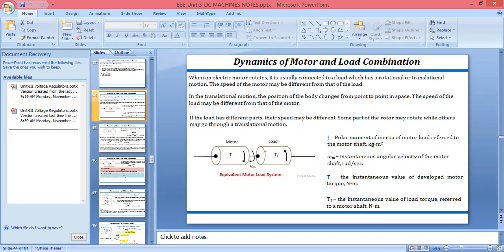In translation motion, the position of a body changes from point to point at a speed. The speed of the load may be different from the motor. If the load has different parts, their speeds may be different. Some parts may rotate while others go through translation motion. It means all these things depend on what amount of load we are taking here. So we can take J equal to the polar moment of inertia of the motor load referred to the motor shaft.